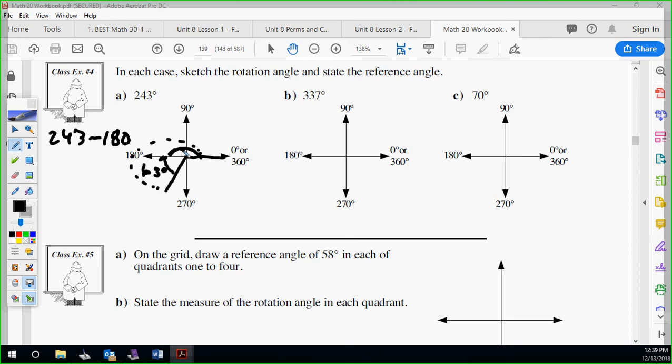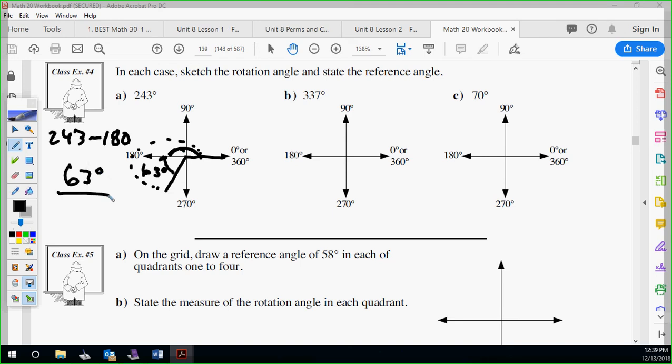For that quadrant. Each quadrant's going to be different. So what he's saying is, and maybe you're not, Parker, you're not minusing 180 every time to get this. It's not that simple. You have to know which quadrant you're in. So 243 minus 180, 63, is correct for the reference angle.